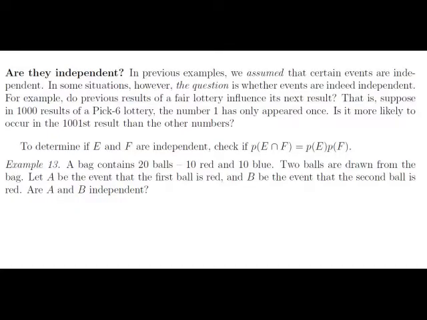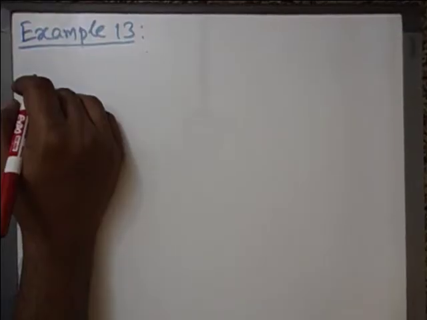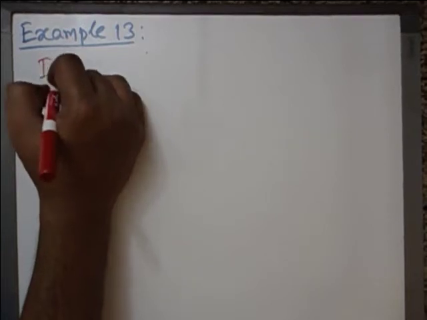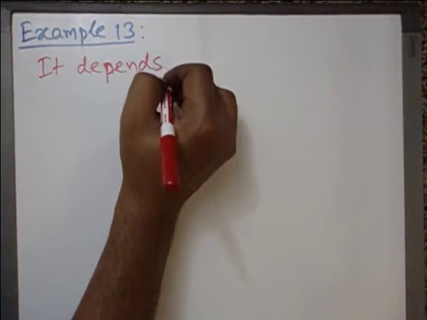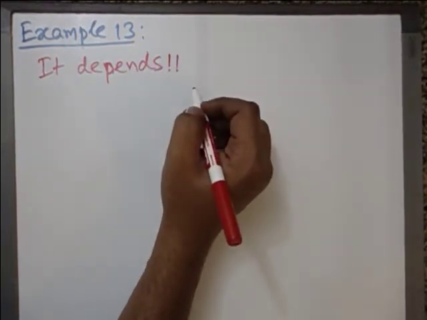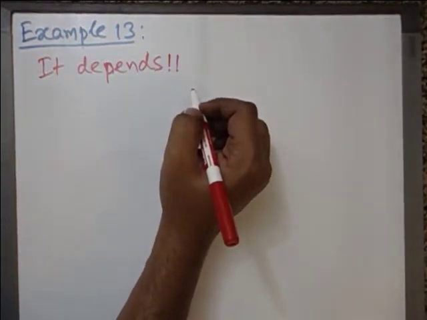Next is example 13. A bag contains 20 balls, 10 of them are red, 10 of them are blue. 2 balls are drawn from the bag. Let A be the event that the first one is red, B be the event that the second one is red. Are these two events A and B independent? The answer depends on the case. It depends on how the balls are replaced.